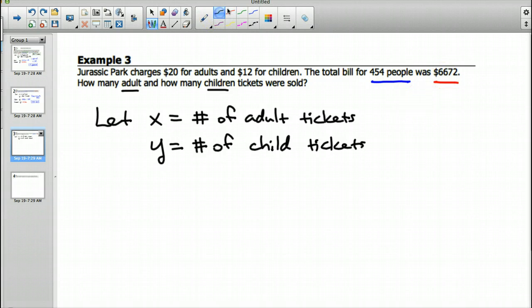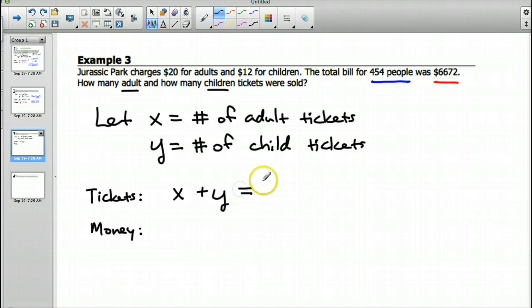So my two equations I'm going to write for this one: one is going to involve just the number of people or the number of tickets, and my other one is going to involve money, how much money was collected. So in terms of the number of people or the number of tickets, if 454 people went to the park, and we know that there were X adults and Y children, then we could simply say X plus Y is going to be equal to 454.